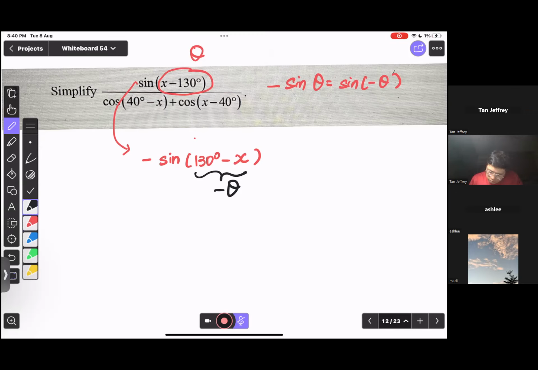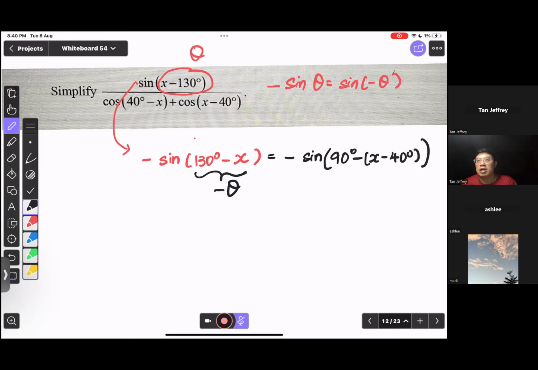Okay, so this, right? Therefore, can I say that this is the same as negative sine of 90 minus x minus 40 degrees? I'm really thinking of x minus 40. So you know how the complementary angle formula works, right? So this is actually the same as negative cosine of x minus 40. That's the numerator.